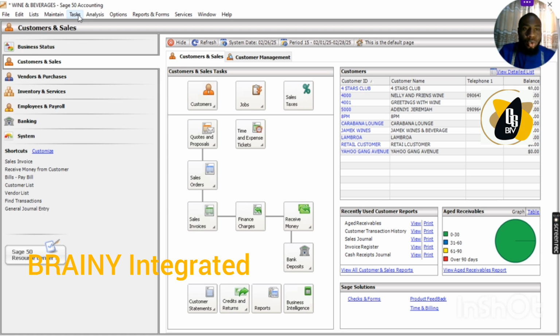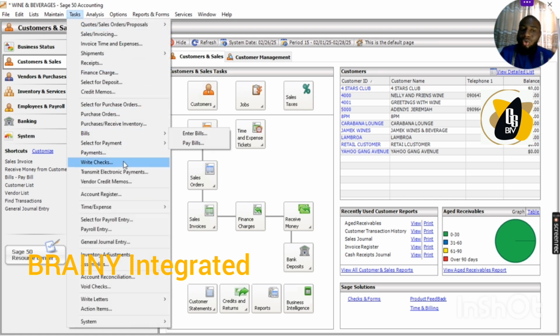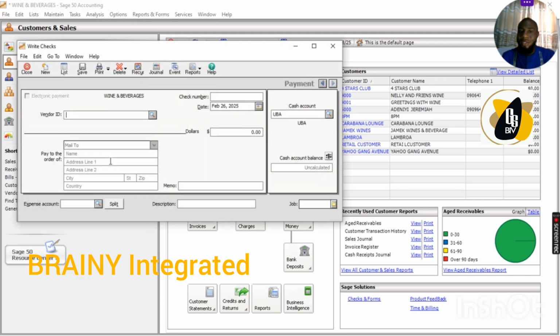So we are going to go to task. We won't go to general journal again. We would go as if we want to make payment, so I'm going to click on write check. First thing first, I need to involve the vendors that are concerned. The first I want to make payment for is the electricity, so I'm going to choose the vendor.